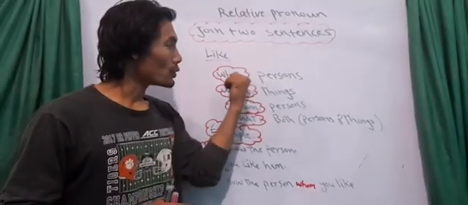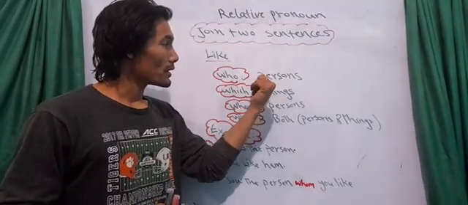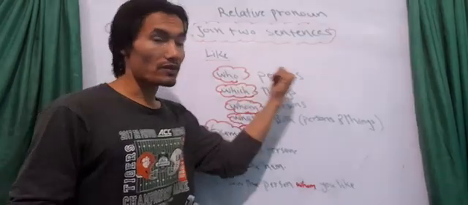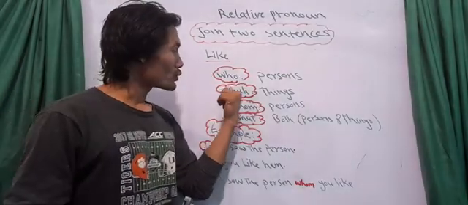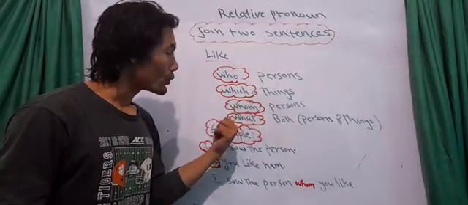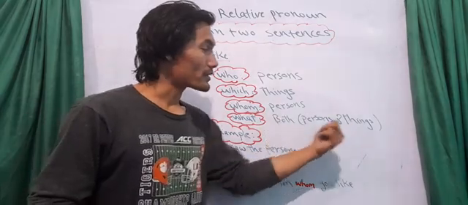We can use who instead of persons. Okay, we can use who instead of persons, and we can use which instead of things, and whom instead of persons, and what instead of both persons and things.